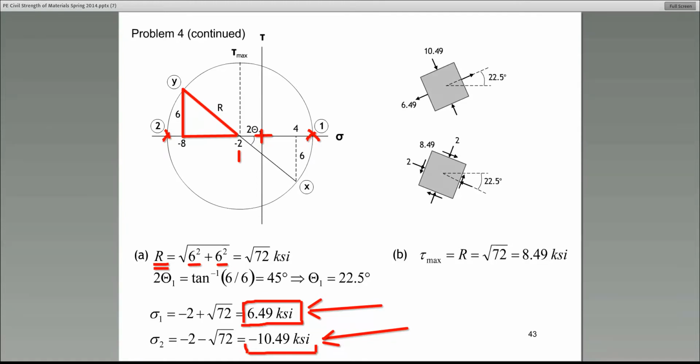So does everybody see that? All right, so there it is. Those are the principal stresses. There's one other thing they asked in this problem. They say, could you also give us the maximum shear stress? The maximum shear stress, remember, that's the y coordinate.